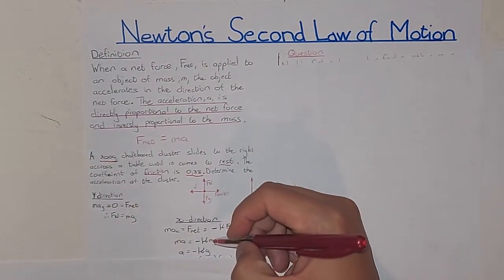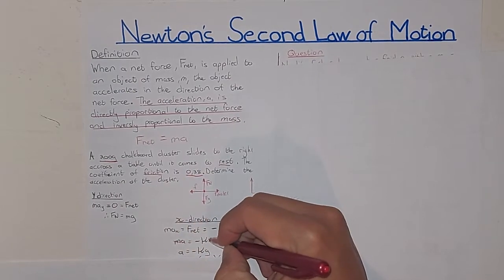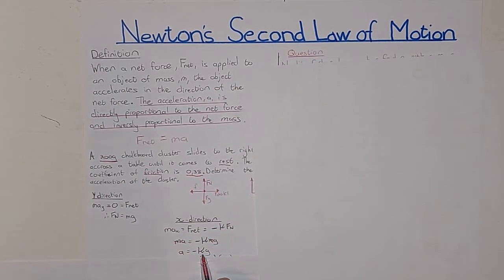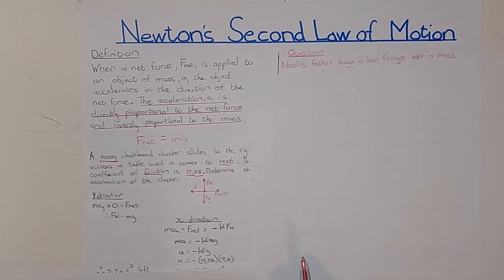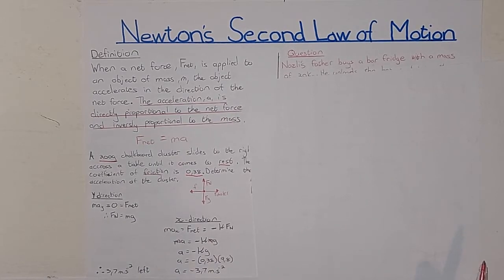You can see I've divided by my m's. Therefore, a is equal to negative coefficient times g. I substitute: here is my 0.38, and there is my value for g, which is a constant 9.8. And now I have a value for acceleration, which is negative 3.7 meters per second squared. And that is my acceleration.